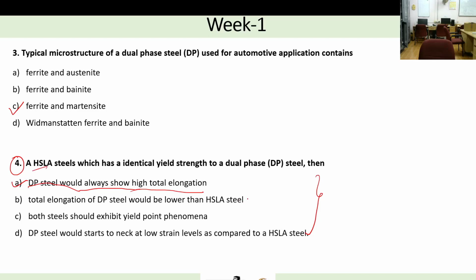This option is the reverse one. Both steels should exhibit yield point phenomena. No, it's not true. Only HSLA will exhibit yield point phenomena. DP will not exhibit yield point phenomena. DP steel would start to neck at a lower strain level as compared to HSLA. No, they are almost the same, DP steel will have slightly higher strain compared to HSLA. So the only correct option here is option A.